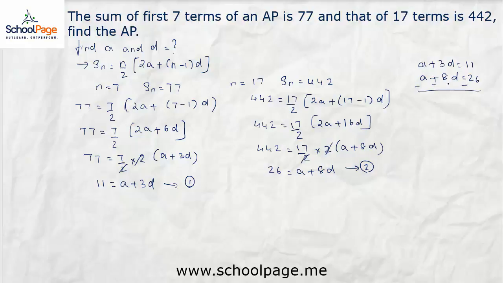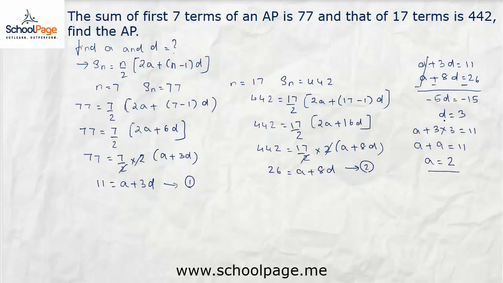Subtracting, we get minus 5d equal to minus 15 or d equal to 3. Now substituting d equal to 3 in equation 1, we get a plus 3 into 3 equal to 11. So we get a plus 9 equal to 11 or a is equal to 2.